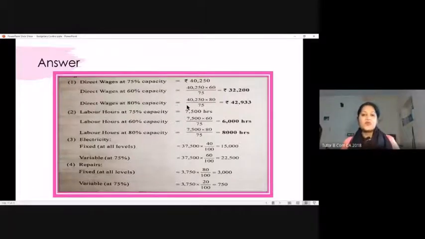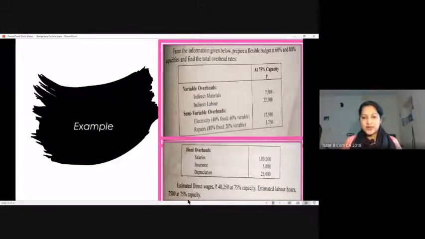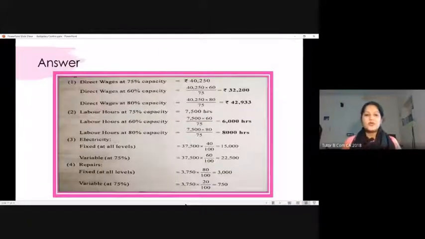If 40,250 is for 75, what is per unit and what is it for 80? If I have 1 rupee for 75% capacity, how much is it for 80? So 1 rupee into 80. It's the same concept which we have applied here, the cost for 80% capacity. Same logic which we applied for the labor hours also. Labor hours, they have given in the question 7,500 hours for 75% capacity. Now we would like to know what it is for 60% and 80%, because if we have to calculate the per unit cost, we need to have these two. So that's why we went with finding that out.